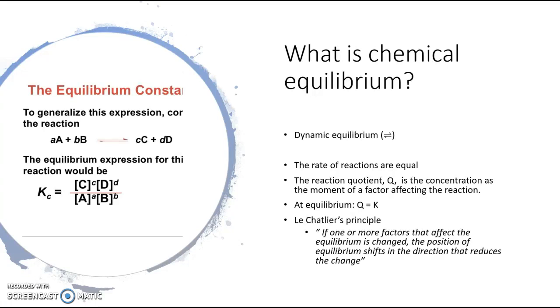We can also define chemical equilibrium by Le Chatelier's principle, which states that if one or more factors that affect the equilibrium is changed, the position of equilibrium shifts in the direction that reduces the change. Also meaning that, for example, if you increase the amount of reactants, if you look over here, you will also have to increase the amount of products to even out so that the ratio will always be equal to reach equilibrium.